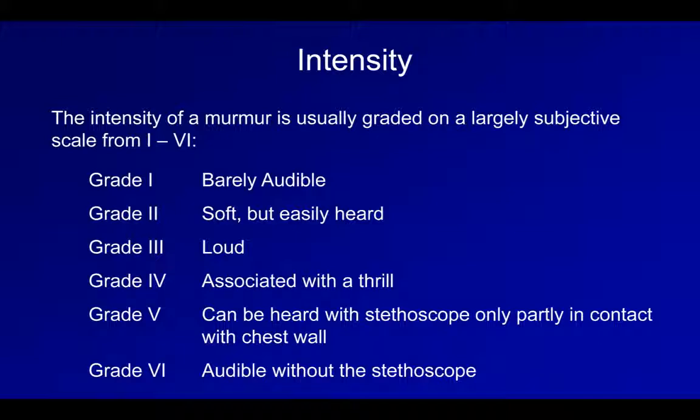Sometimes people will joke that grade 1 means only the attending can hear it, grade 2 means the resident can hear it, and grade 3 means even the medical student can pick it up. We'll see at the end of the talk that there is data suggesting this humorous characterization is without merit.